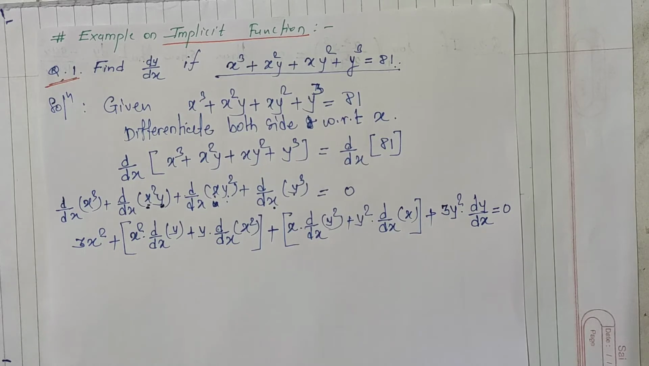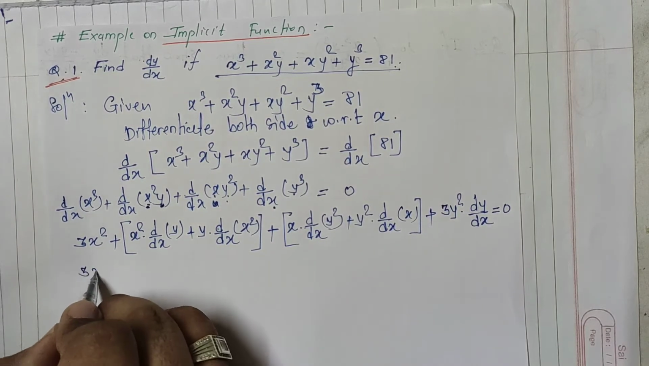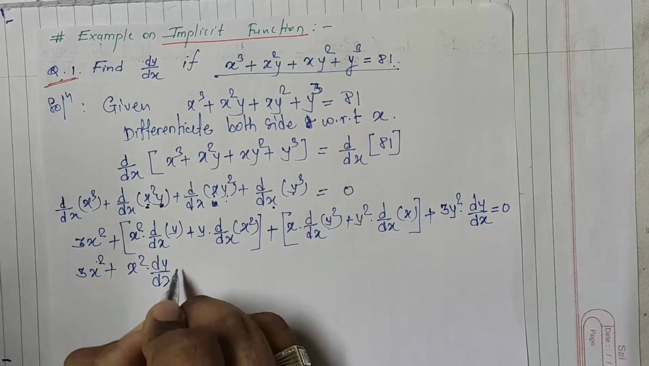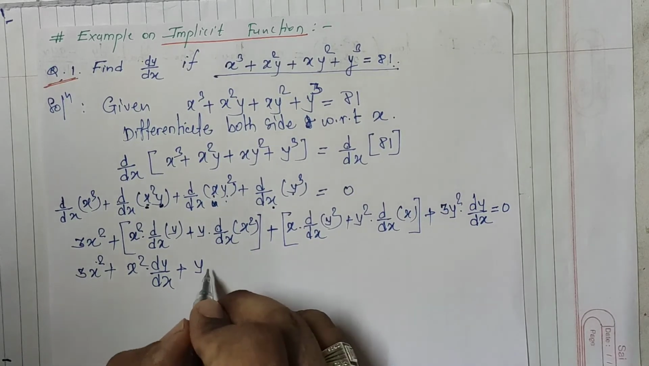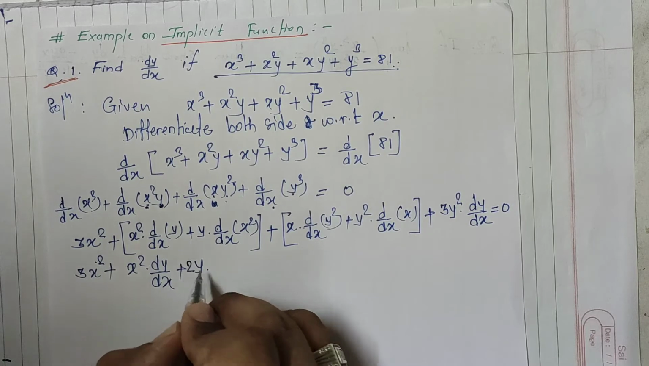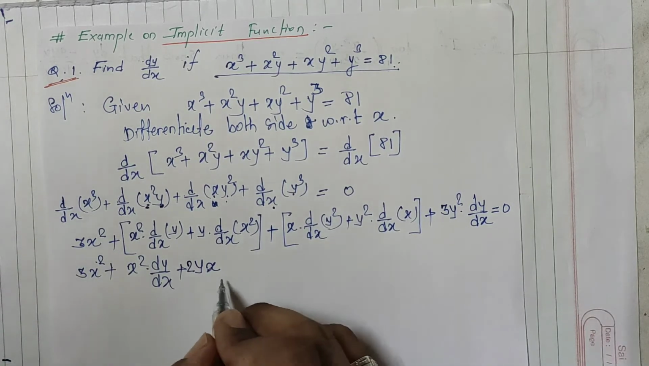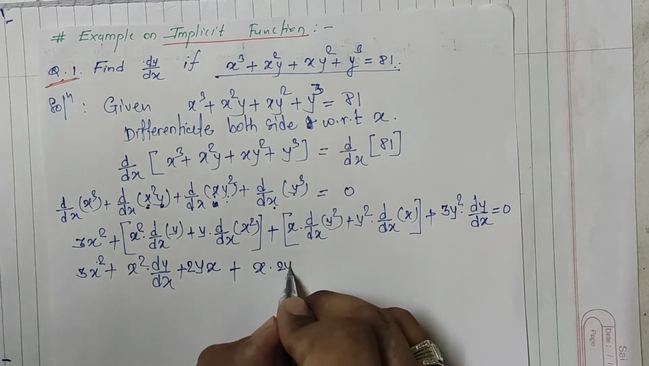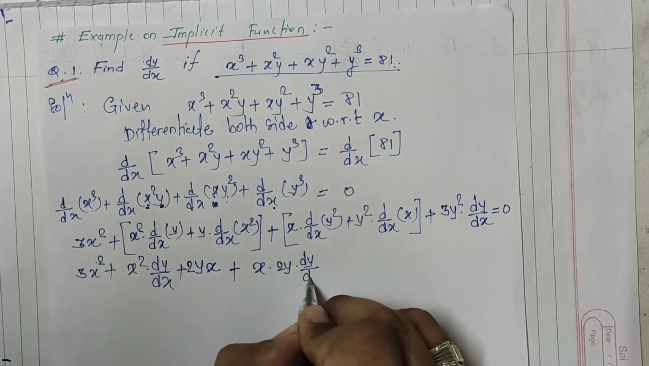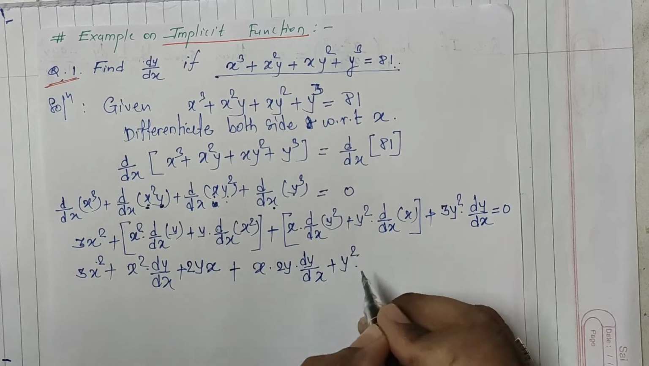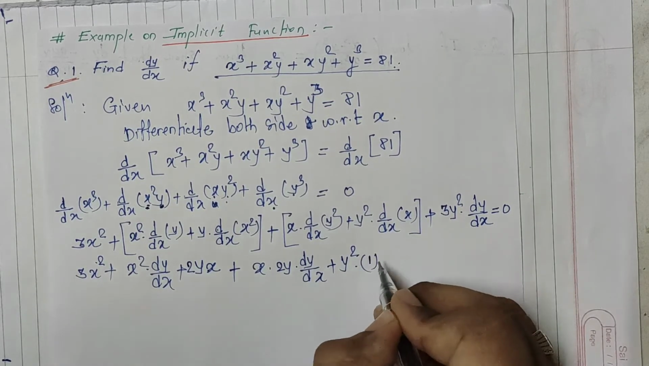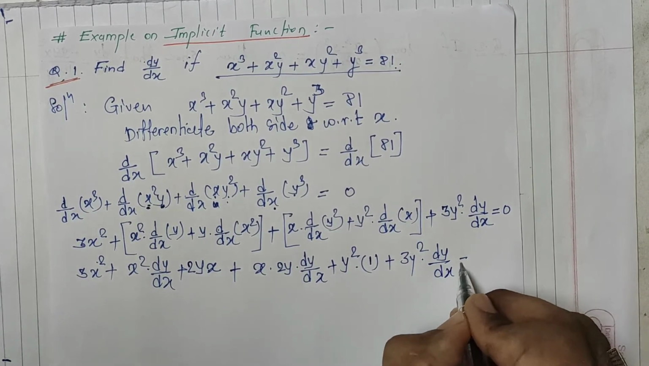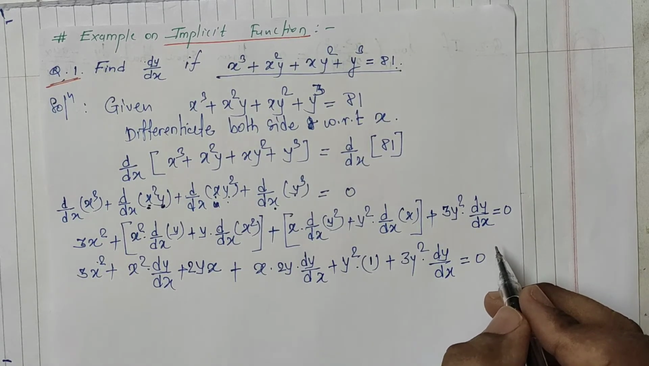Okay, then after simplifying: x square dy upon dx plus y as it is, derivative of x square, the derivative of x square is 2x, so 2yx, plus x, y square derivative 2y into dy upon dx, plus y square as it is, derivative of x is 1, plus 3y square into dy upon dx is equal to 0. Okay, step 1 is clear.